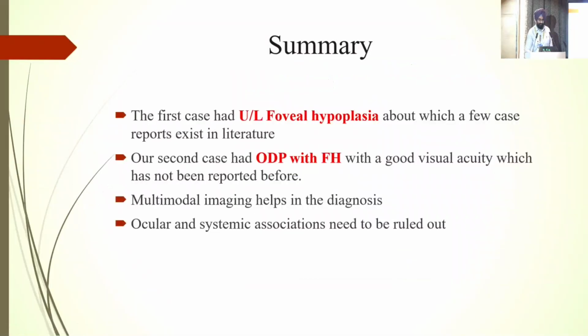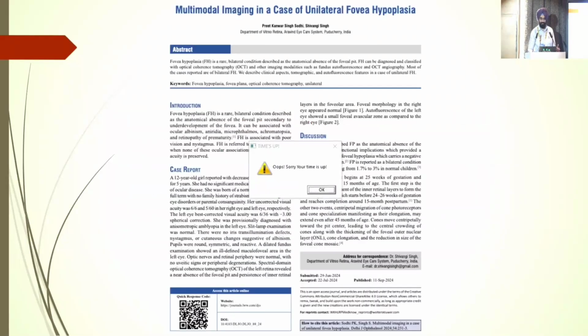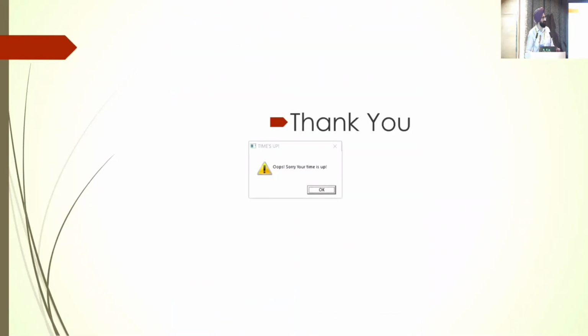So to summarize, my first case had unilateral foveal hypoplasia with decreased vision, about which few case reports exist. Second case had good visual acuity, but it has not been reported before. Multimodal imaging helps in the diagnosis. We published our first case in DJO. The second is under publication. Thank you.